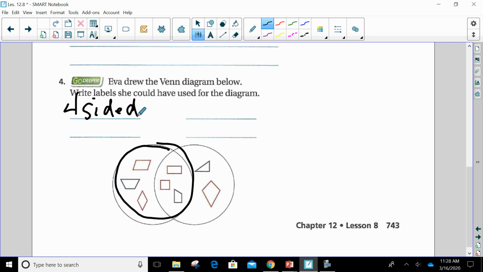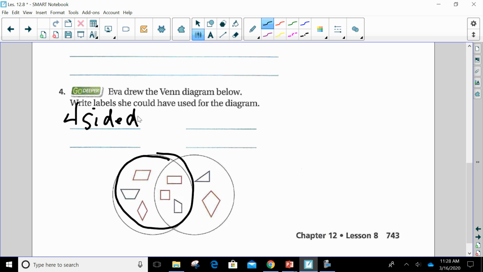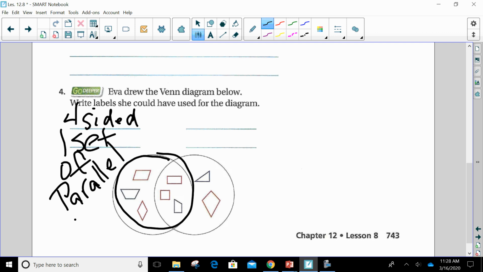What else could I say? You know what I see? I see parallel lines. It has at least one set of parallel lines. One set of parallel lines. Okay, that's parallel, that's parallel, that's parallel, that's parallel, that's parallel, and that's parallel.